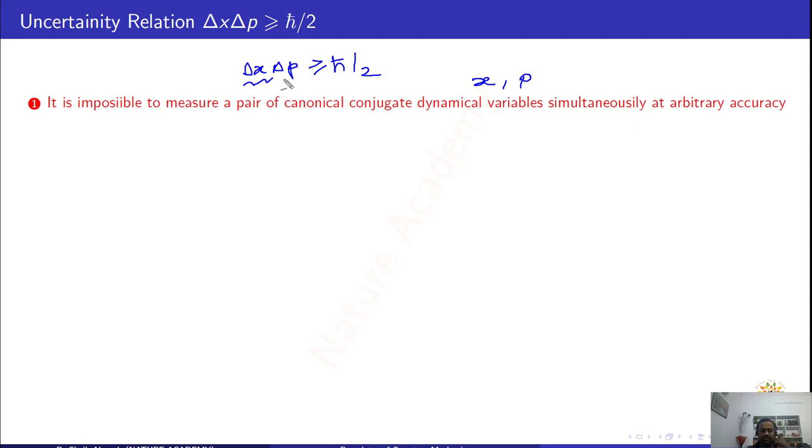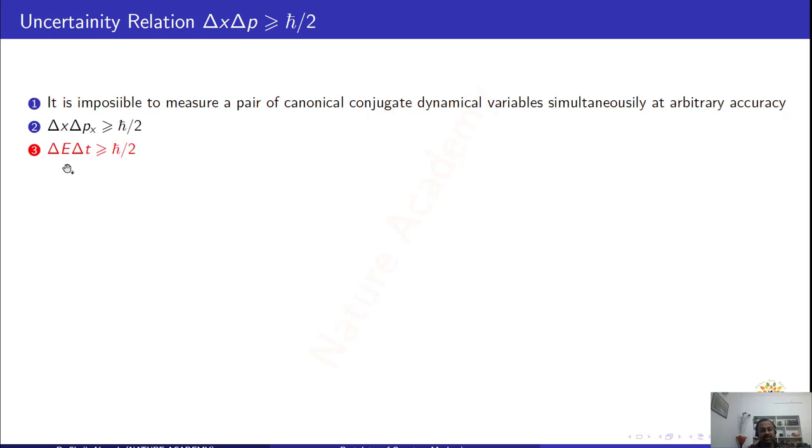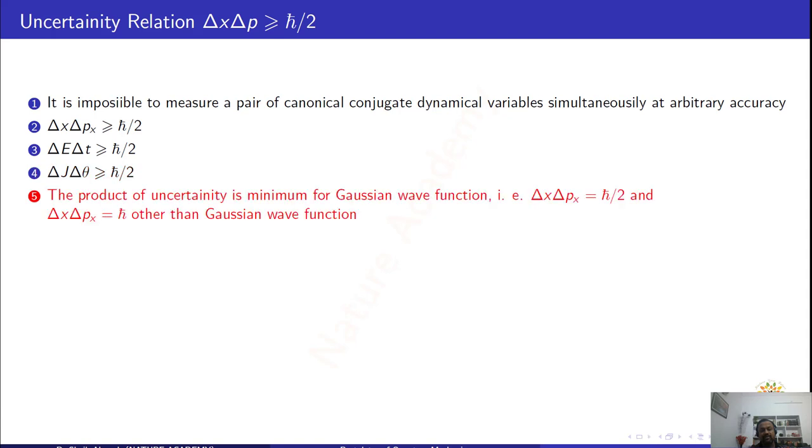Delta p is the uncertainty in momentum, or you can say the error in the value of momentum. The product of uncertainty in position and momentum will always be greater than or equal to h bar by 2. We can also express the uncertainty relation in terms of energy and time, like delta E into delta t greater than or equal to h bar by 2, and for angular momentum, delta J into delta theta is also greater than or equal to h bar by 2. Delta J is the uncertainty in angular momentum and theta is angular displacement.